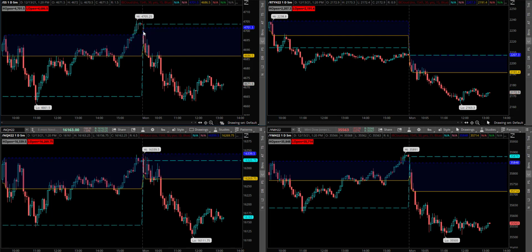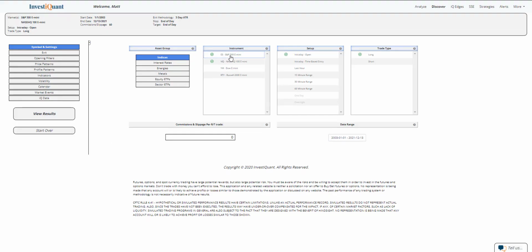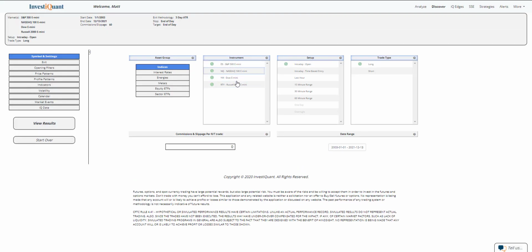We made a quick attempt higher, but did not quite make it to gap fill before it rolled over and has pushed lower the majority of the session, then going sideways here in the early afternoon. But what we'll be looking at is what has happened historically when you see this type of weakness on the heels of a strong close. So I'm going to select all four instruments.